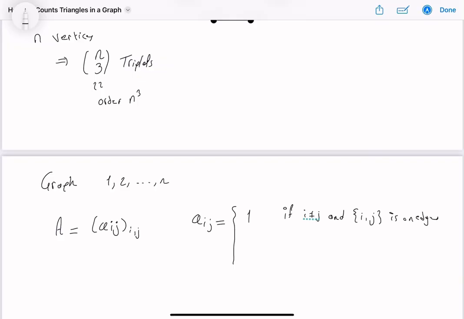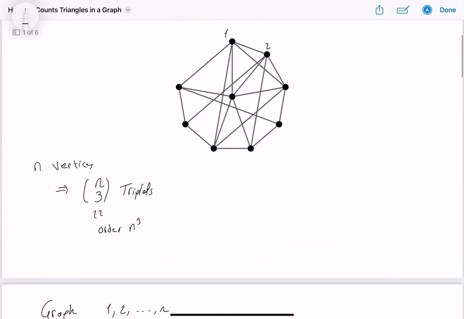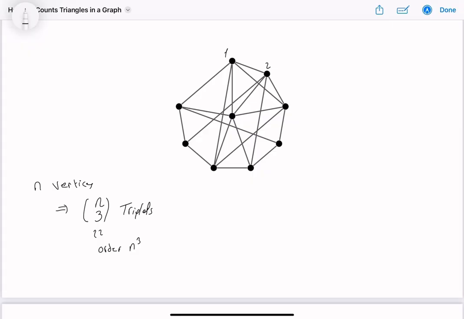meaning these are connected. Just so that we're on the same page, what is it that we're trying to count? We're trying to count the number of such shapes inside a graph. The observation here is that a triangle is formed from 3 vertices, and these vertices must be connected. In other words, there must be an edge between every 2 vertices. So these are the objects we're trying to count inside this graph.